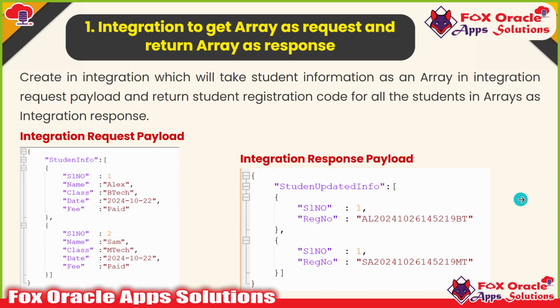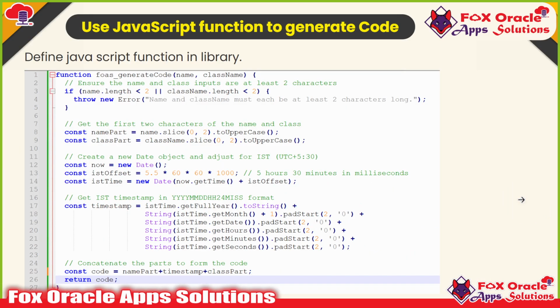So we'll see how it will work. You can see this is the JavaScript function. I took help from ChatGPT to design this function, and using that we got this JavaScript function. We will use this JavaScript function in our integrations to achieve that kind of solution. You can see this function has two parameters. I gave the name of this function as FOAS underscore generate code. This function has two parameters, that is the name and the class name.